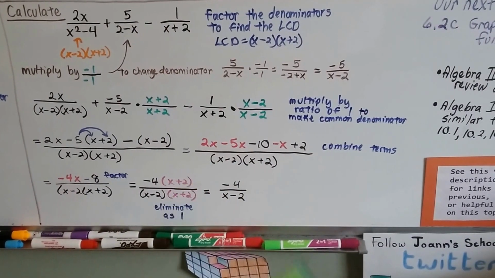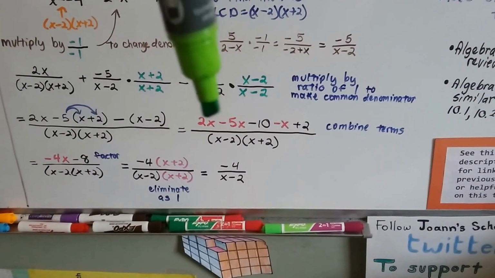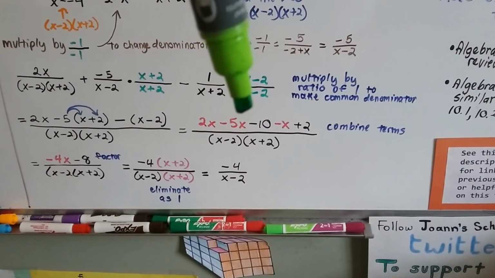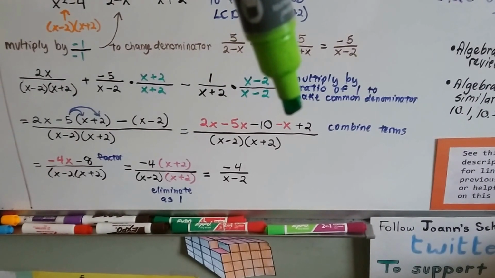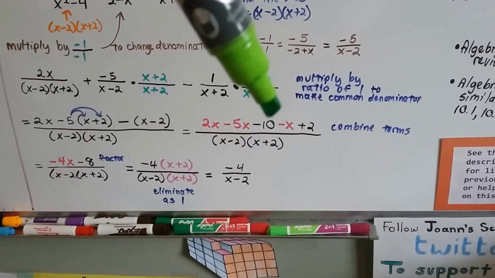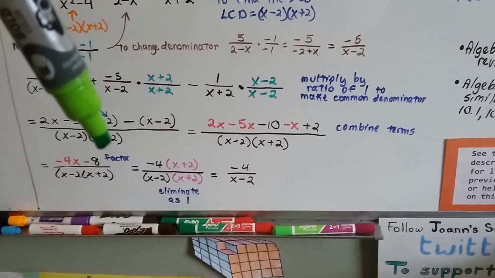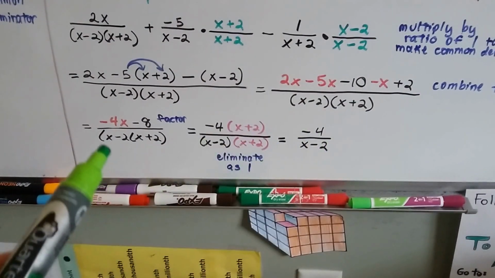Okay? Now we can combine these like terms. See all the red terms that are like terms? If you have 2x and you take away 5x, you have a -3x, don't you? And if you take one more away, you have a -4x, don't you? So there's our -4x right there. When you have a -10 and you add 2, you get a -8. So now we're right here, and it's over the denominator we need.